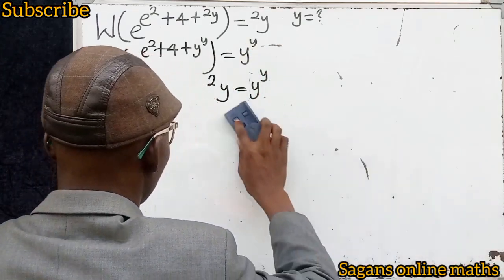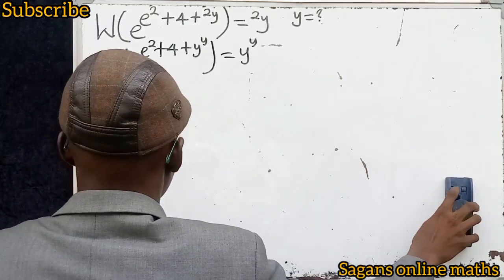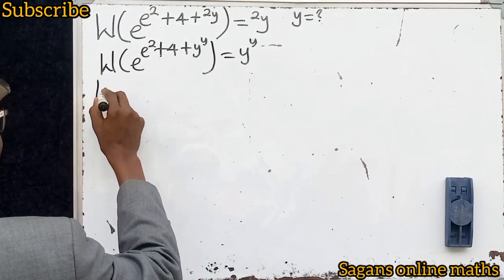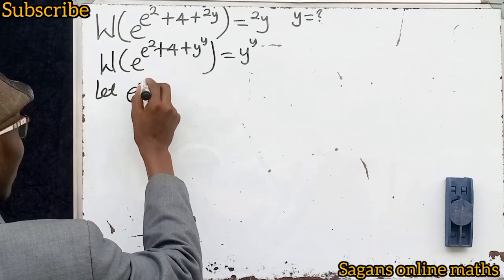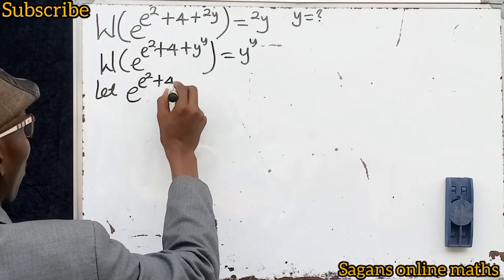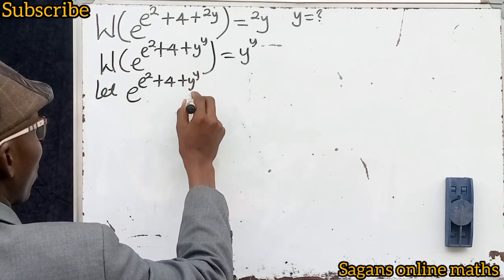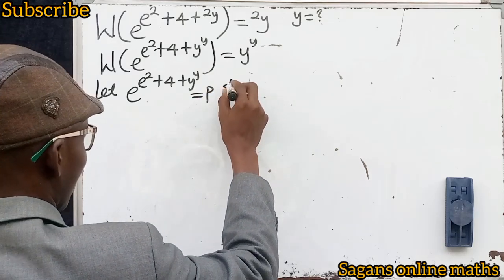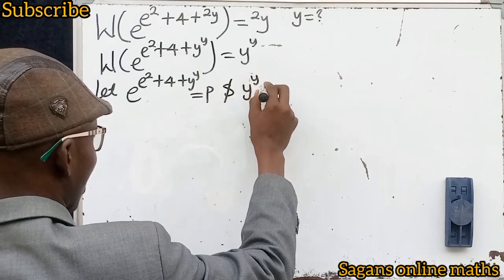Now, let's remove this from here. Our second step: we are not wrong if we say let e raised to the power e squared plus 4 plus y to the power of y equal P. We are not wrong, okay? And y to the power of y equals Q.